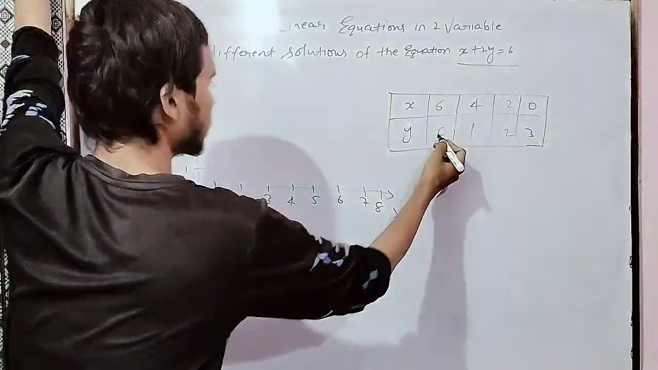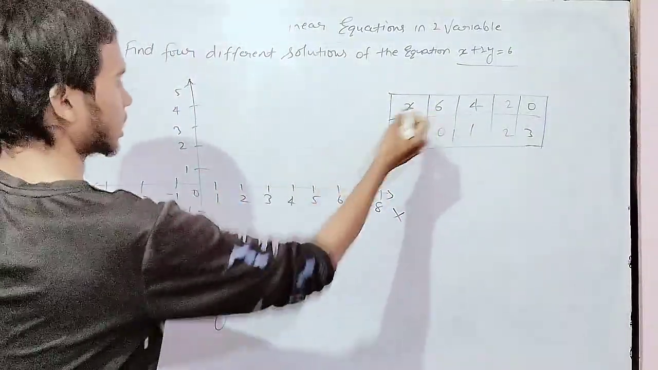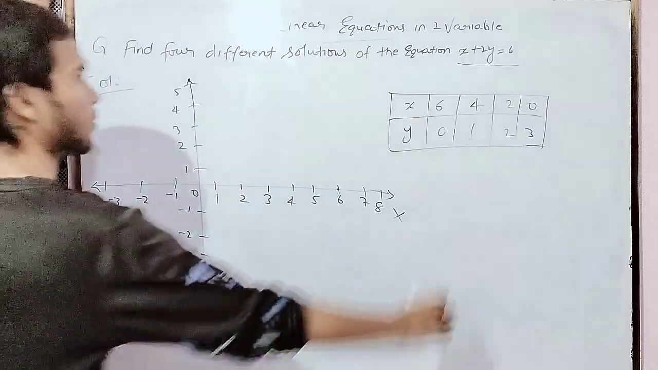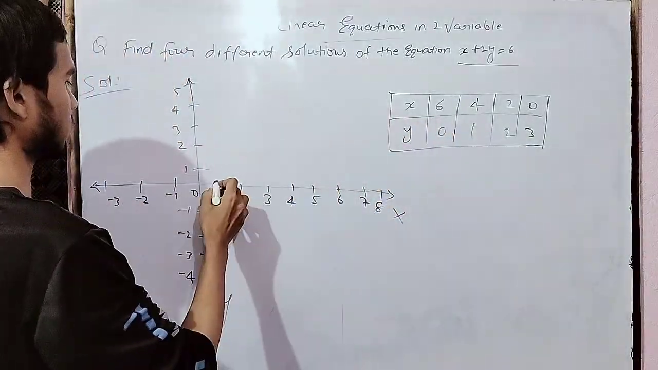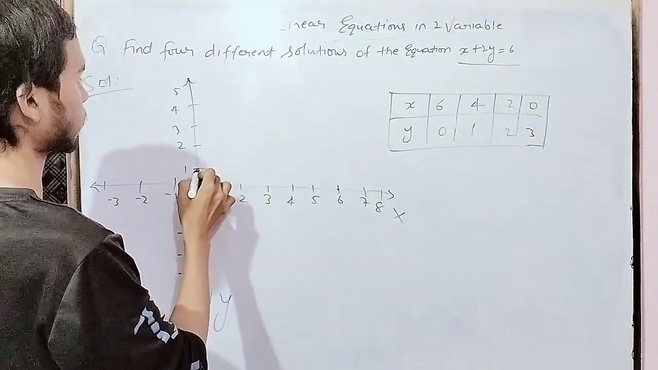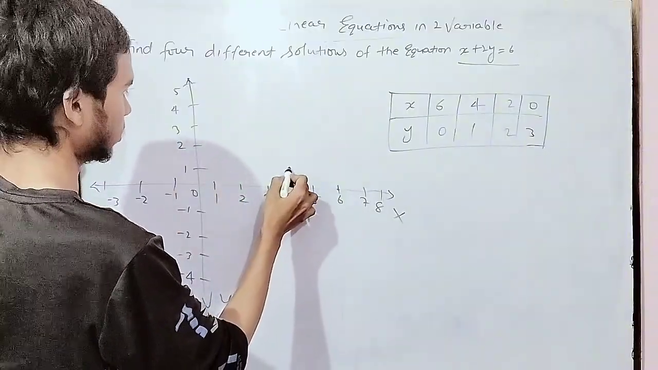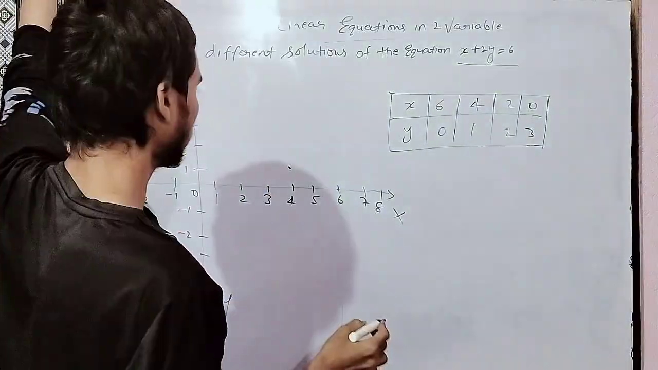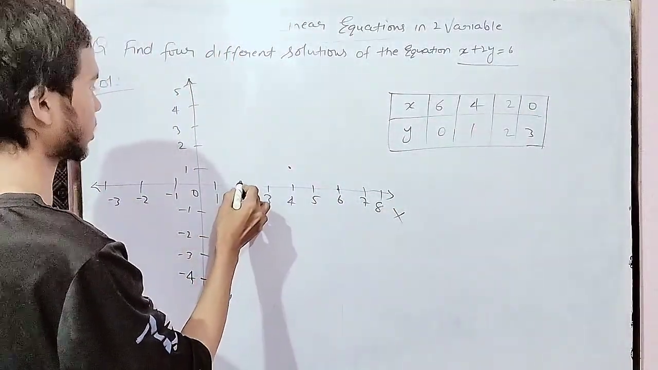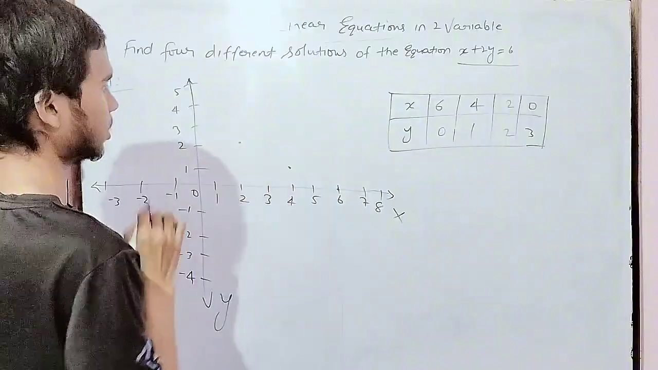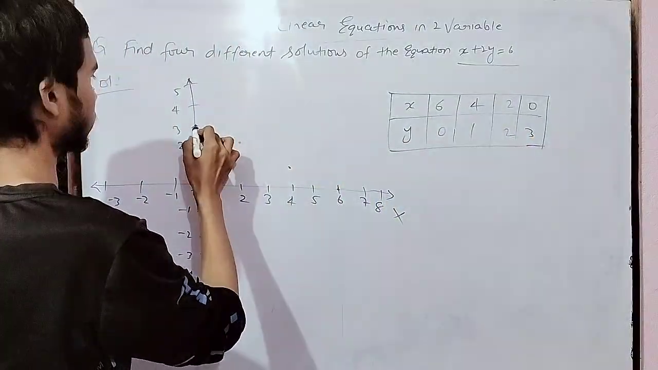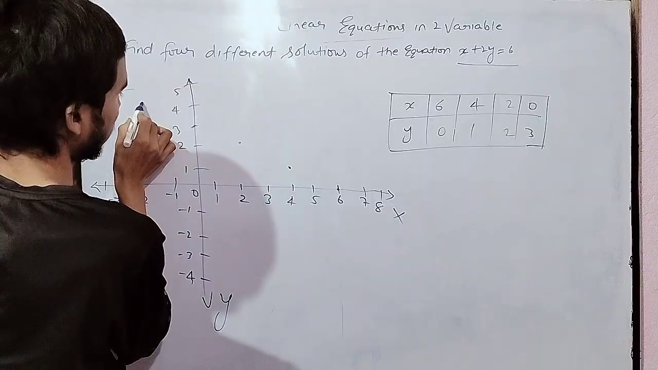Now y is 0, x is 6. So this is one point here. Okay. y is 1, so x is 4. So we are here. Now x is 2, and y is also 2. This. Now y is 3 and x is 0. So here you can see.